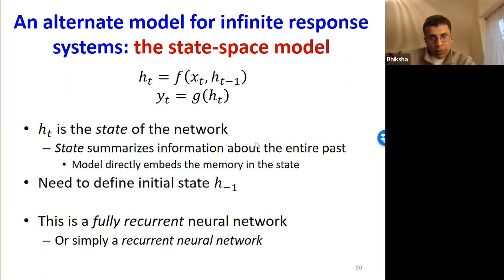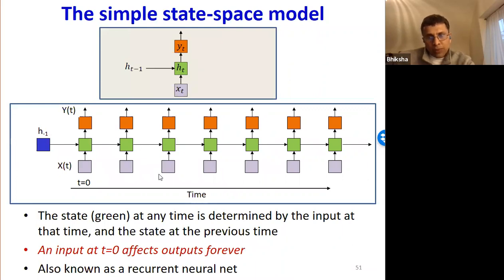So this is what we will call a fully recurrent network, or we'll simply call it a recurrent neural network, but implicit is this full nature of the recurrence. So here is the neural network version of the state space model. The upper figure shows the basic calculations. The green box shows the portion of the network that represents the hidden state. At any time t, h of t is computed from the input at that time and the hidden state at the previous time, ht minus 1. The brown box shows the output layer of the network, which computes yt, the output, from the hidden state.